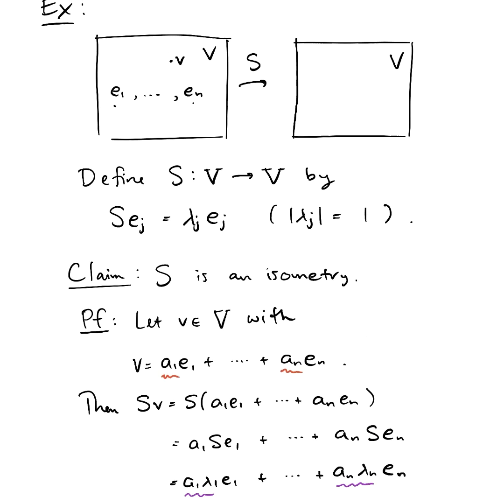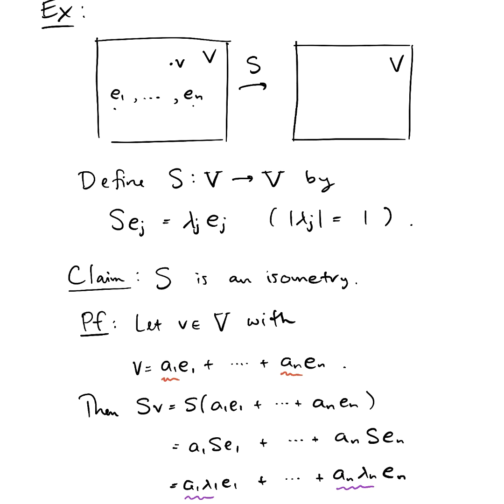So anytime you're in the market for an isometry, you can definitely create one. If you have access to an orthonormal basis, it's easy to build isometries. Just make sure you send each orthonormal basis vector to some scalar multiple of itself, where the scalar multiple is of absolute value 1, and you will have built an isometry.